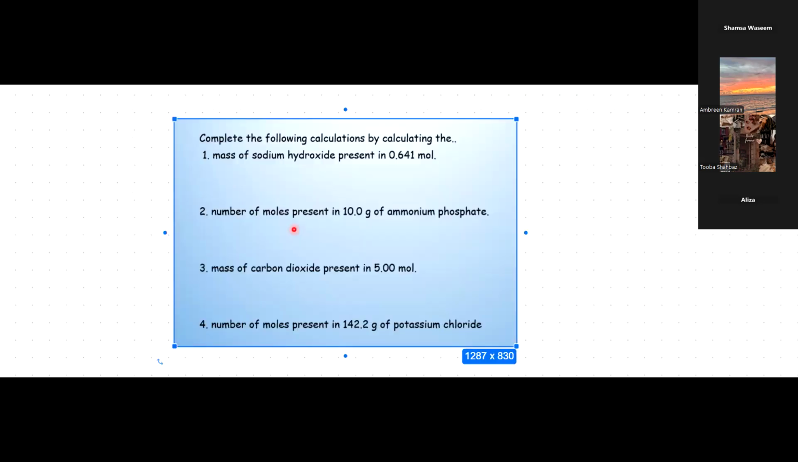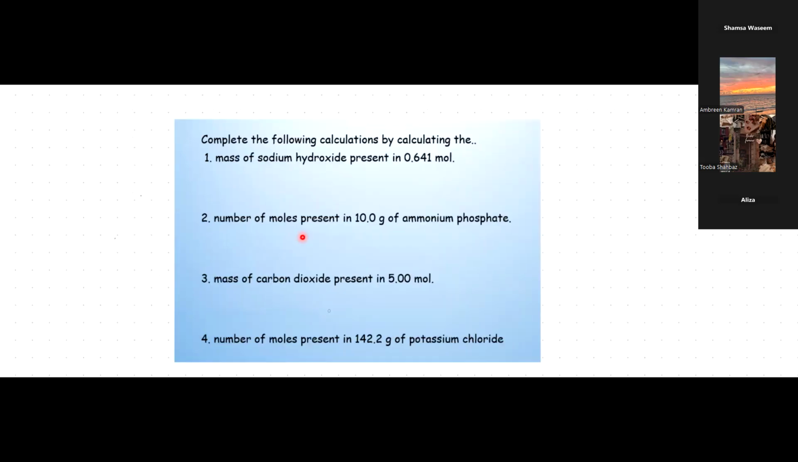Now see, complete the following calculations by calculating the mass of sodium hydroxide present in 0.641 moles. Now you know that I do advise that keep on writing the formula for moles, right? That is, mole is equal to mass in grams upon AR for an element or MR for a compound. So now we have to calculate mass, right? So beta, to calculate mass, we will multiply moles by relative atomic mass or relative molecular mass. Do let me know, girls. Is that concept clear till here, whatever I said?